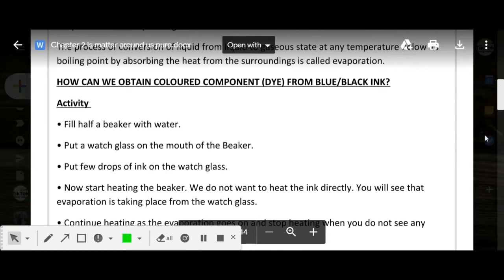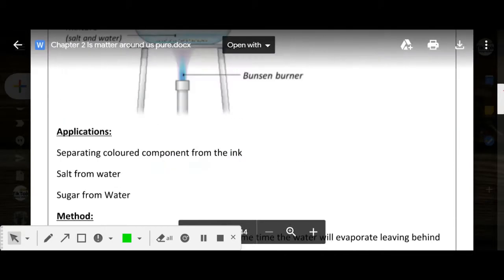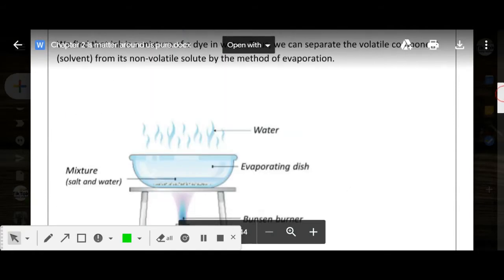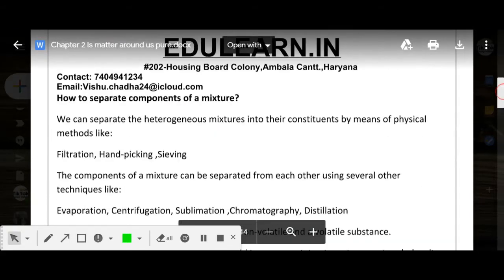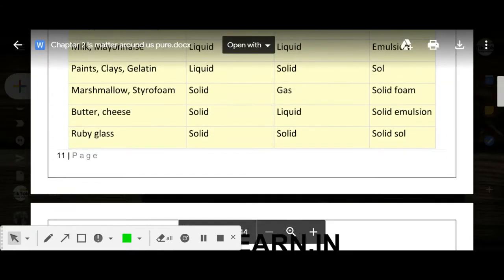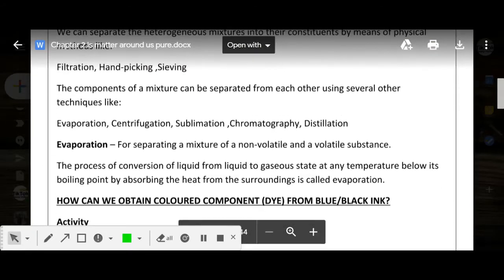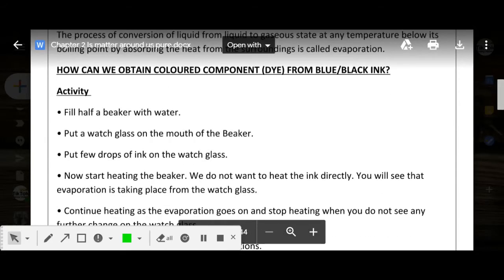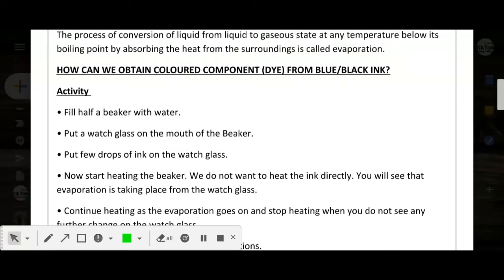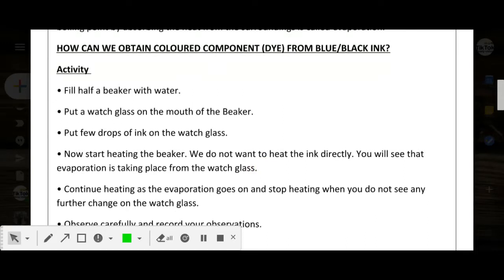Now the activity is: fill half a beaker with water. Put a watch glass on the mouth of the beaker. Beaker ke upar ek watch glass rakhenge. Then, after putting the watch glass on the beaker, we have to add a few drops of ink on the watch glass, and provide heat with the help of a burner.